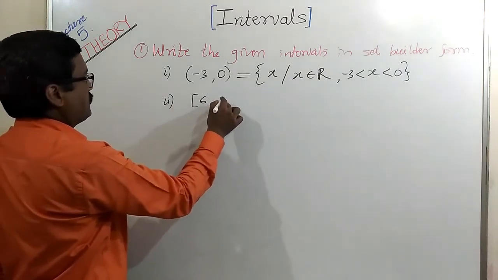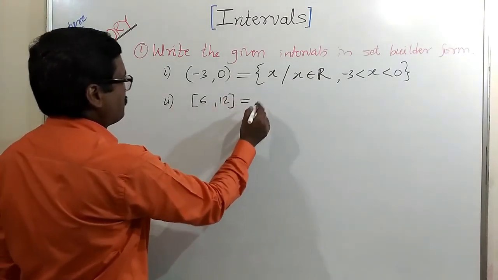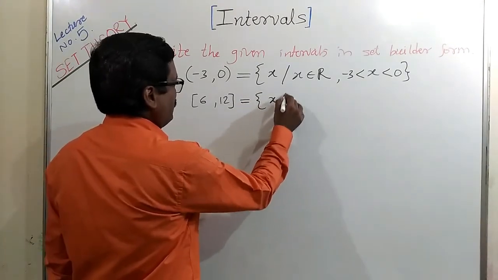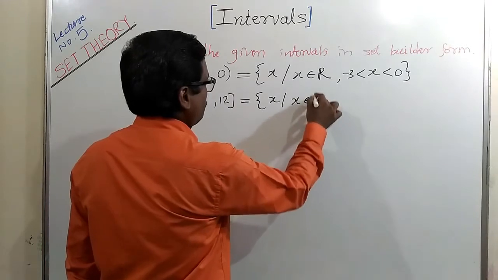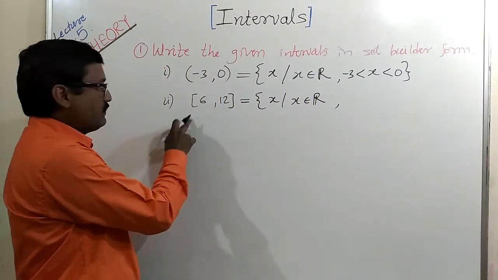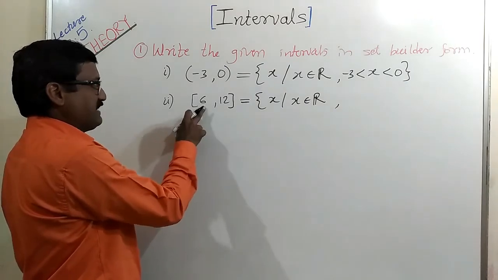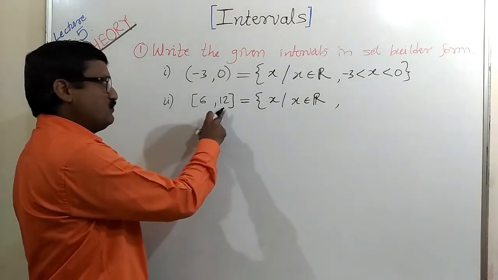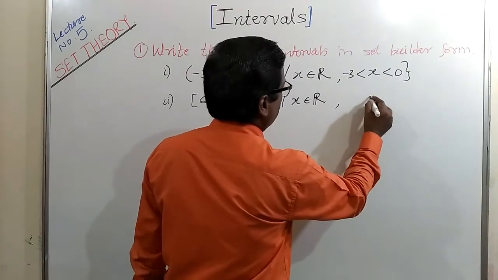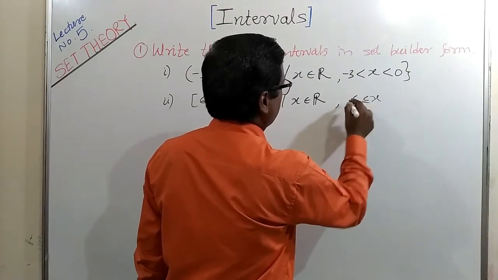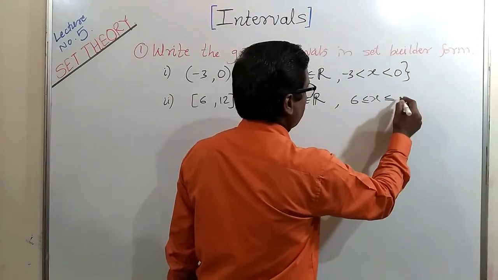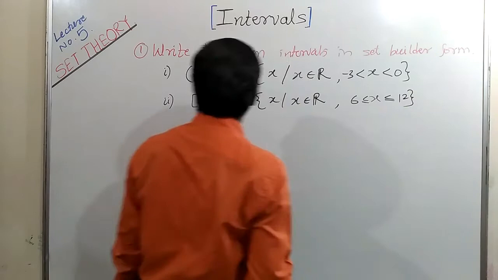Close 6 to close 12. This is also a set of all x such that x belongs to R, and this is a closed interval, so x equal to 6 and x equal to 12 are included, and it also contains the values between 6 and 12. So x is greater than or equal to 6 and less than or equal to 12. This is the second one.